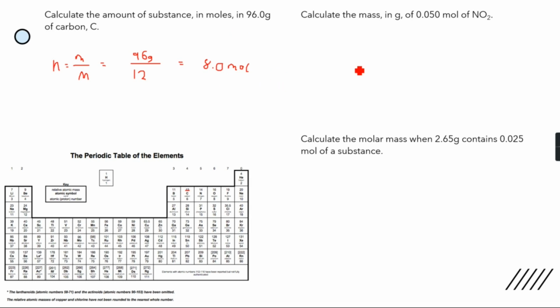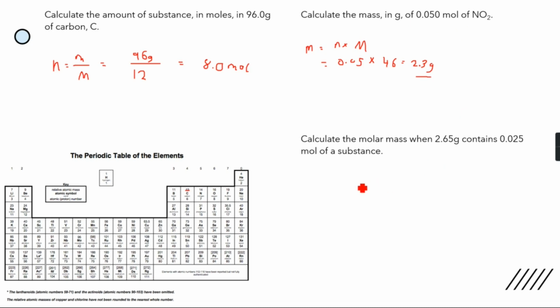Okay, so the next question is asking us to calculate the mass in grams of 0.05 moles of nitrogen dioxide. So rearranging this to work out mass, you can do it by the triangle, but you just multiply. Mass is n times the molar mass. So the amount of moles we have is 0.05, and I'll multiply that by the molar mass. The molar mass of nitrogen dioxide is 14 plus 32, so 46. So that's 2.3 grams. You should plug that into your calculator. So that's the mass in 0.05 moles of nitrogen dioxide.